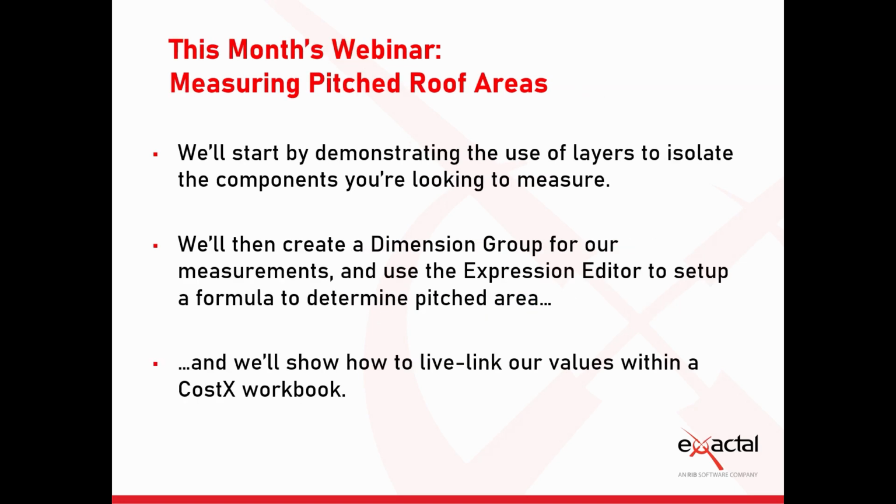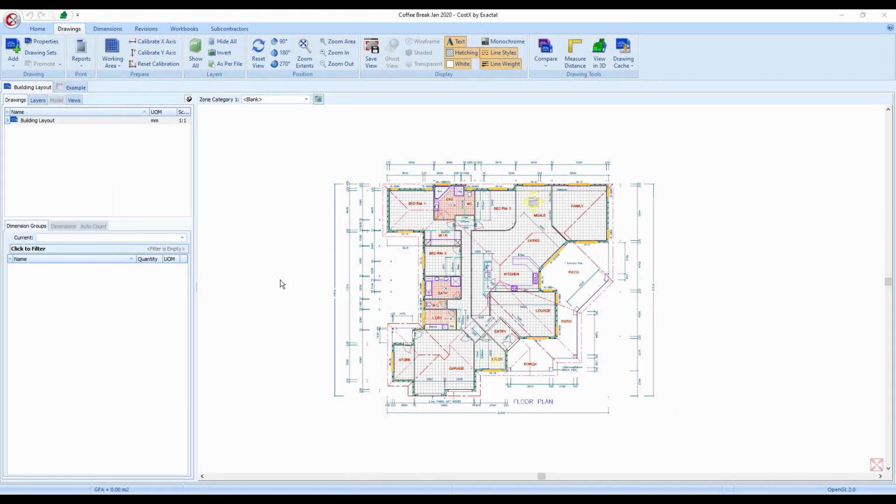What I'm going to do is now switch over to CostX and take you through the process of first of all, using layers to isolate components that you want to measure. I'm then going to create a dimension group for the measurements and show you how we can use Expression Editor to create formulas that will determine a pitched area from a flat plan. And then finally, I'll take that into the workbook side and show you how you can live link your values.